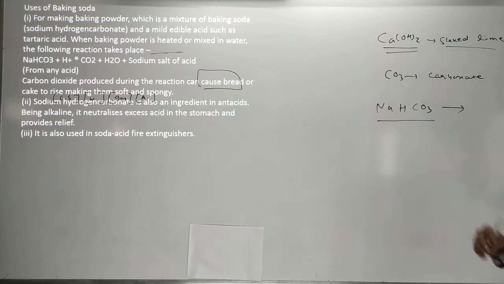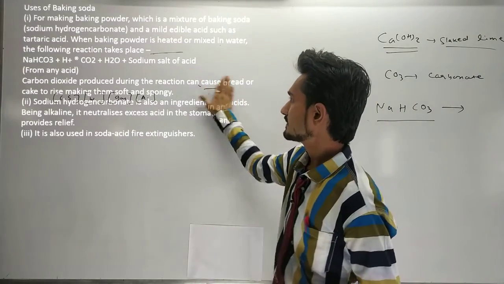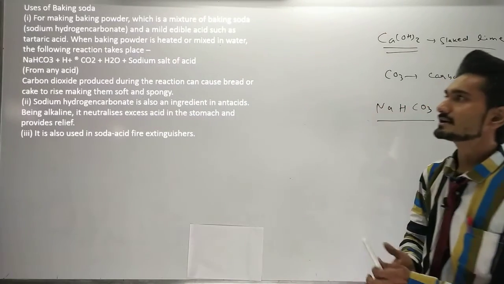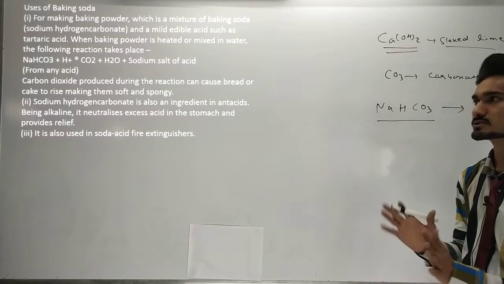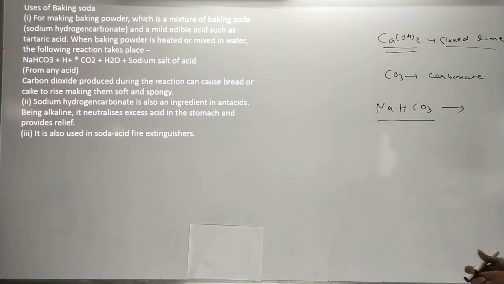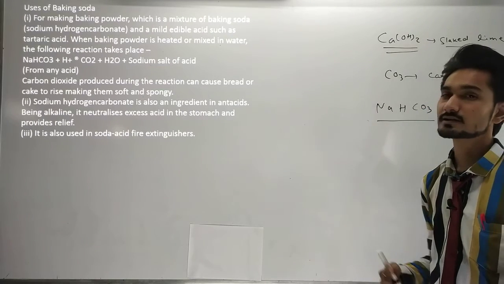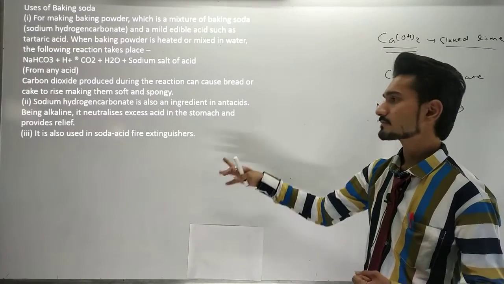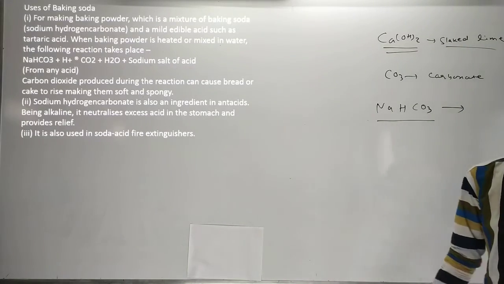Now we are going to see the uses of baking soda, and that will be the making baking powder. A mixture of baking soda and sodium hydrogen carbonate, a mild edible acid such as tartaric acid, these are the uses. Also the second use you can see, this is the ingredient in the antacids. Being an alkaline, it neutralizes the excess of acid. I have already told you that it relieves the acidity or the stomach pain in our digestive system or in our stomach. Okay, it is also used in the soda acid fire extinguisher. Okay, this is the main uses of baking soda.